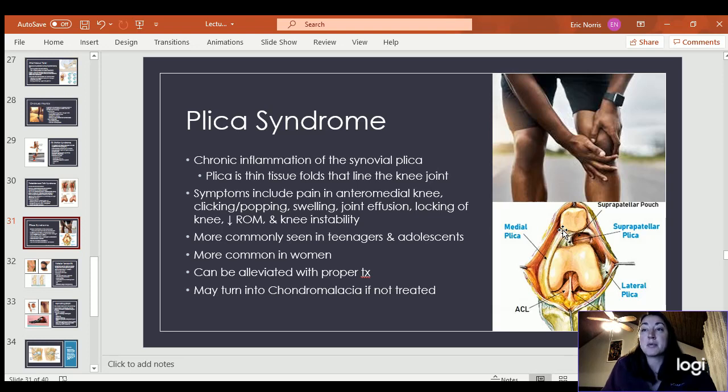If it's not properly treated, then it can turn into that chondromalacia, the miserable malalignment, patellofemoral pain syndrome that we just talked about. So you really want to treat it, loosen up the area, decrease the inflammation to the area, same type of treatments we've been going over in order to keep it from progressing and getting worse. And the symptoms can be fully eliminated with proper treatment.